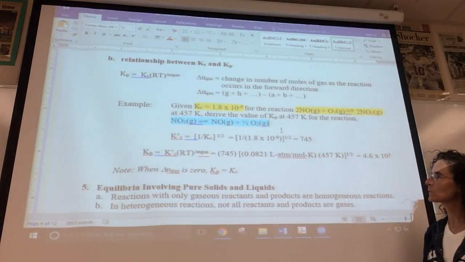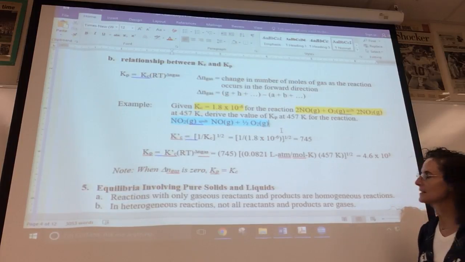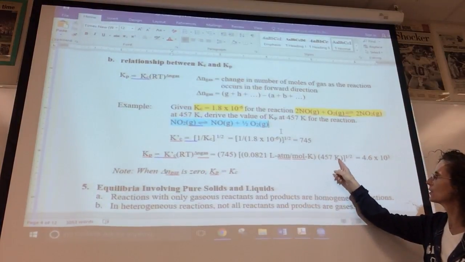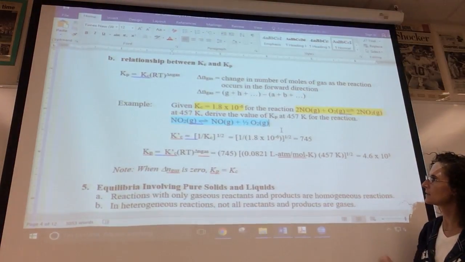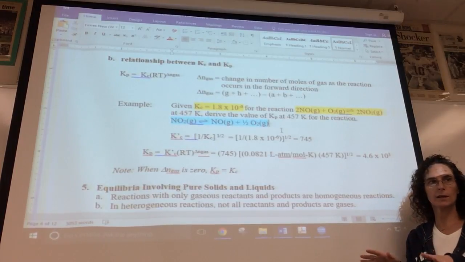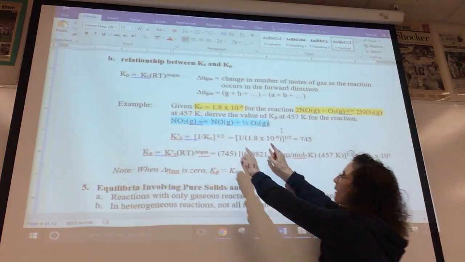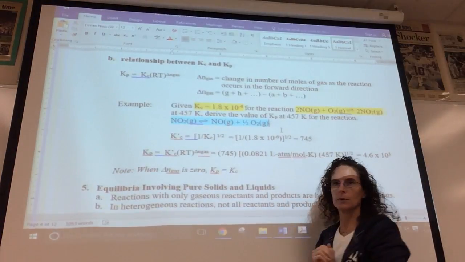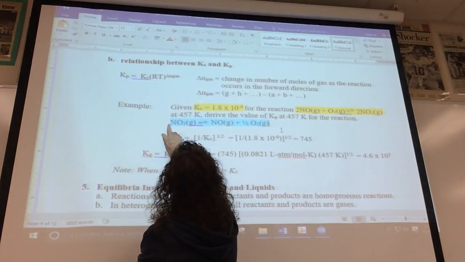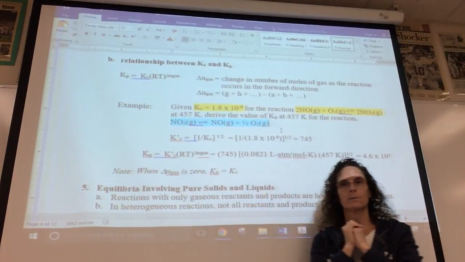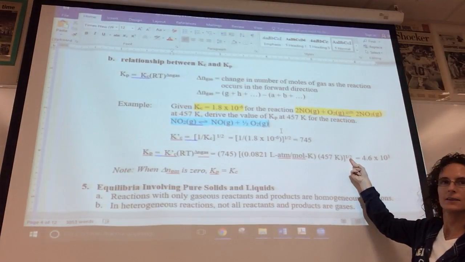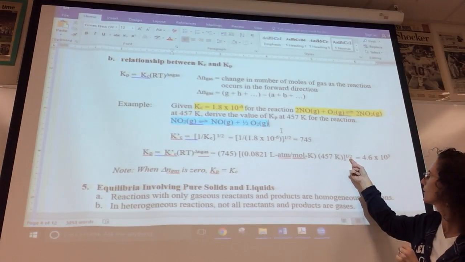745. Now, that's my new Kc piece that's going here. The R value, the temperature in Kelvin, so they cancel. The delta N of the gas. Now we're going to focus on the blue equation. We've got 1 plus 1/2 is 1.5, or 3/2. 1.5 minus 1 is 1/2. And that's why we have 1/2 right here.